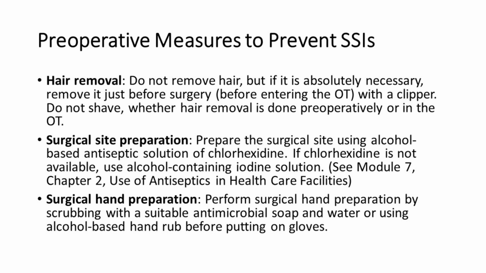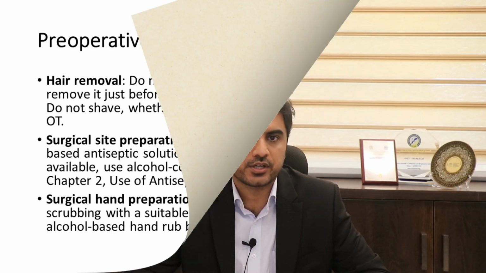After that, surgical site preparation using alcohol-based antiseptic solutions of chlorhexidine. If it is not there, then any alcohol-containing iodine solutions can be provided. Surgical hand hygiene and hand preparation: perform surgical hand preparation by scrubbing with a suitable antimicrobial soap and water, or using alcohol-based hand rubs before putting on the gloves.